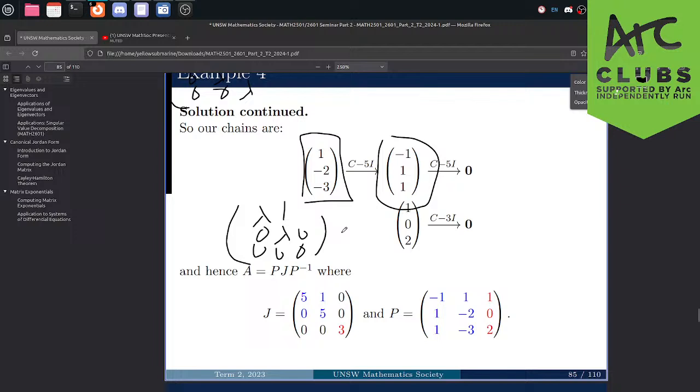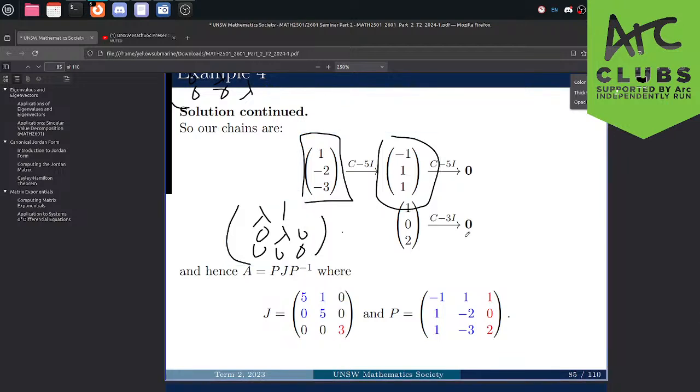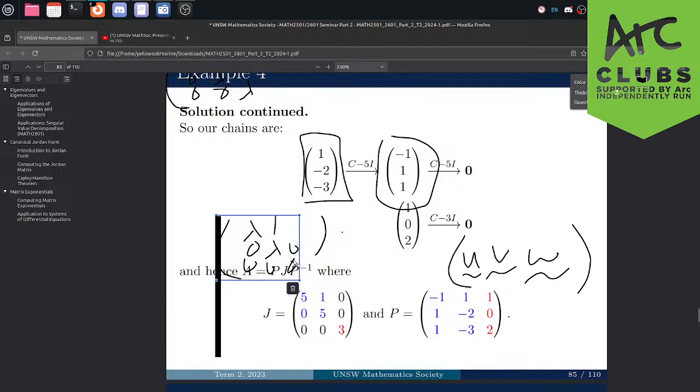So that's going to be your Jordan block. Just imagine there's a 0 on the top right. And then your transition matrix P is going to be U and V corresponding to this Jordan chain, and then W corresponding to that other Jordan chain. So there's a lambda there.